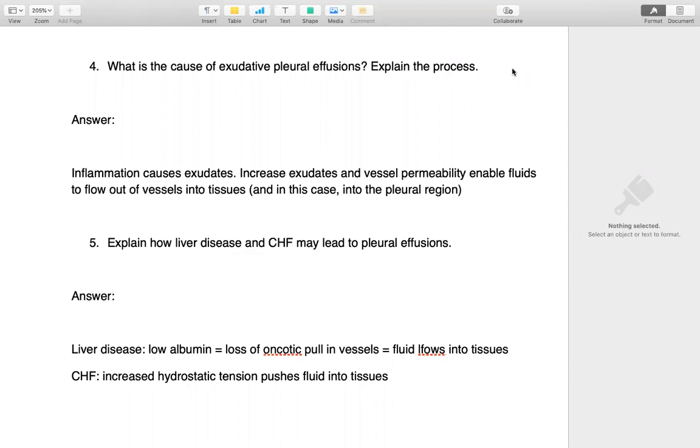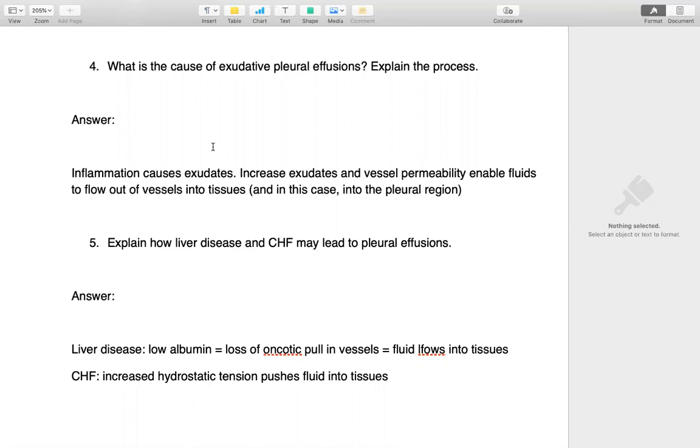Number 4, what is the cause of exudative pleural effusions? We've got a written explanation down here, which you can read through. Your main points is that it starts with what? It starts with inflammation. And then what does inflammation cause?